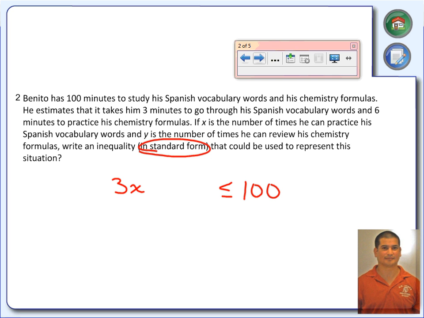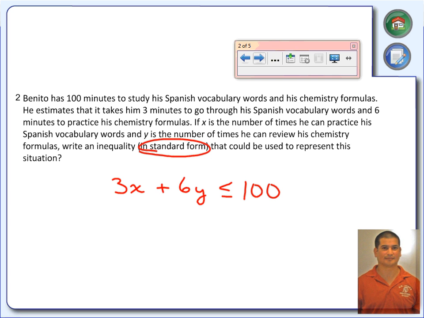But that's not the only thing he's studying. He's also studying his chemistry formulas. So we're going to add to that the chemistry formulas. And here it says it takes him 6 minutes to get through those. So 6 times y will give us the time he uses for studying his chemistry formulas. Add those together, and then, like I said, we can't go over the 100 minutes.